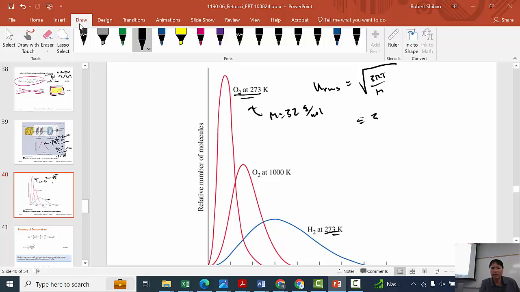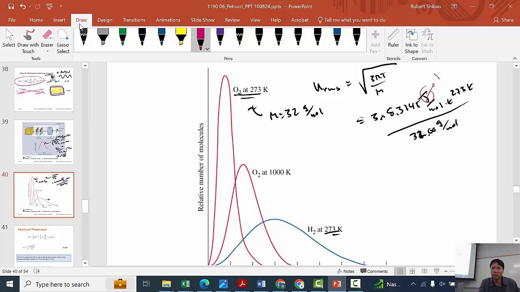And so that's going to be 3 times 8.3145 joules per mole Kelvin times 273 Kelvin divided by the molar mass, which is 32 grams per mole. Actually, we could go 32.00 grams per mole here. And now to get the units to work out, we'll have to convert joules into kilograms meter squared per second squared. And then we're going to have to convert grams into kilograms. So we'll just do that.